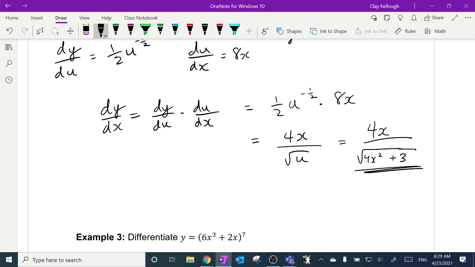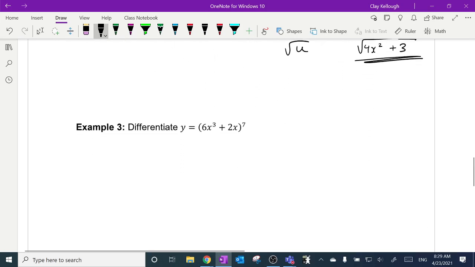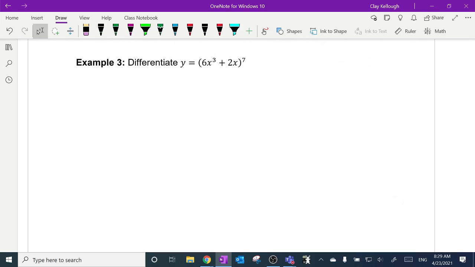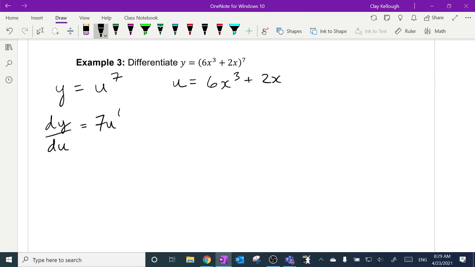All right, one more like this. So using Leibniz notation, y will actually equal u to the power of 7, and u I'm defining as the thing inside the bracket, 6x cubed plus 2x. So the derivative of y with respect to u is 7u to the 6. The derivative of u with respect to x is 18x squared plus 2. Check my mental math on that.